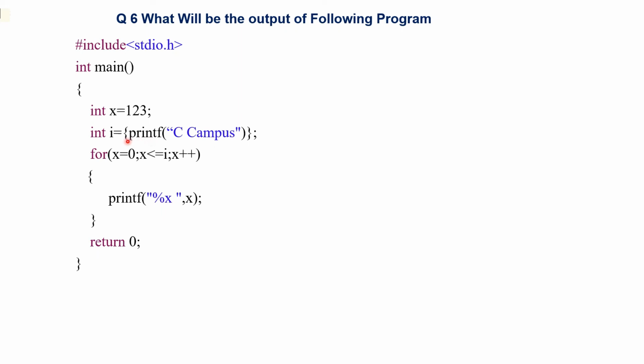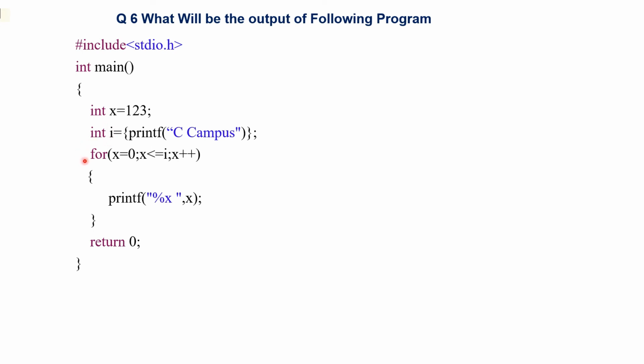So the right hand side will be executed first. That means with this printf function a string ccampus will be displayed on the screen, and at the same time we know that this printf function also returns an integer value which is equivalent to the number of characters it is printing, and this printf function is printing a total of 8 characters. So after printing the string ccampus it will return the value 8, and it will be stored in variable I.